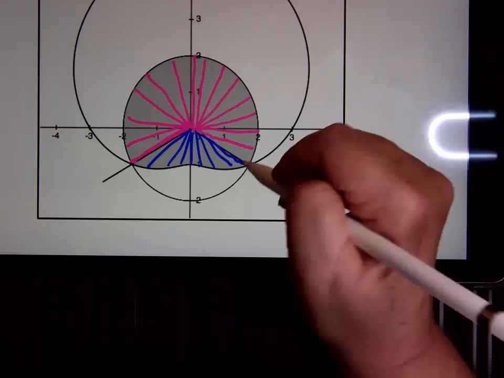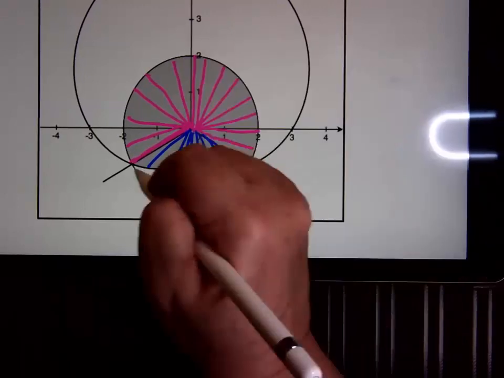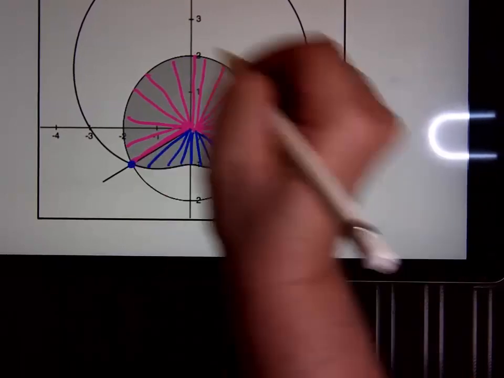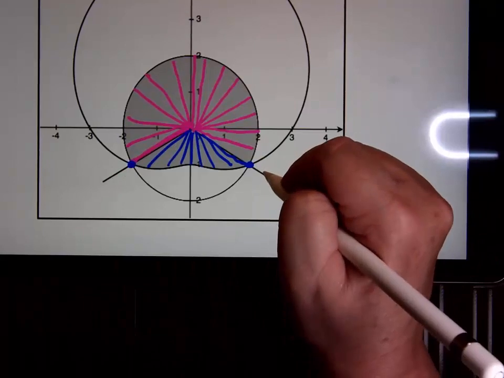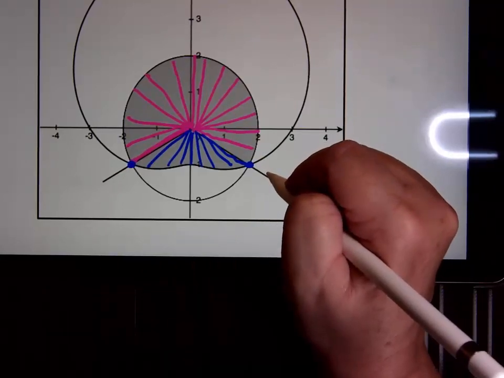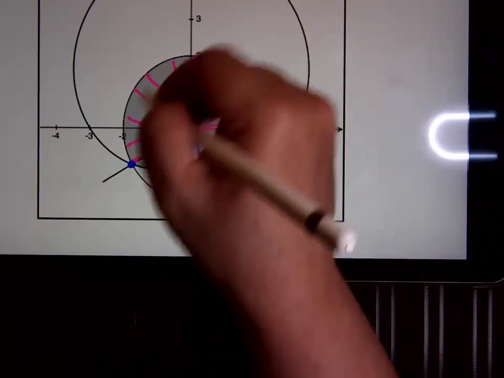Now, if I start here and stop here, and I want to go this way and get the top part, do I call this negative pi over 6? Or do I call it 11 pi over 6? If I want to start here and go this way, I call it negative pi over 6.